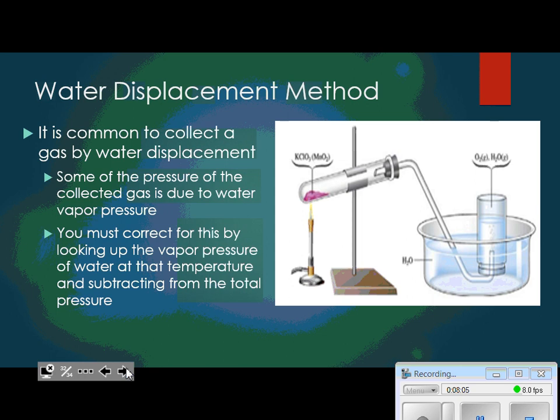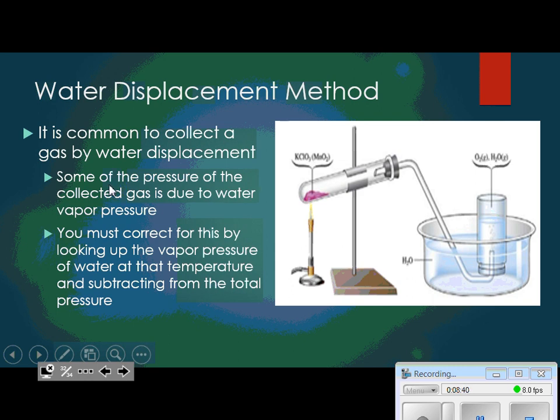So, water displacement. Sometimes you'll see it in this setup where you've got a test tube and a Bunsen burner, and then some sort of reaction going on, and the Bunsen burner gives the reaction enough activation energy to get the reaction to go, and then you would produce oxygen gas, and the oxygen gas would bubble through the water and displace it in this collection chamber. So water displacement, again, is a common method to collect gas.